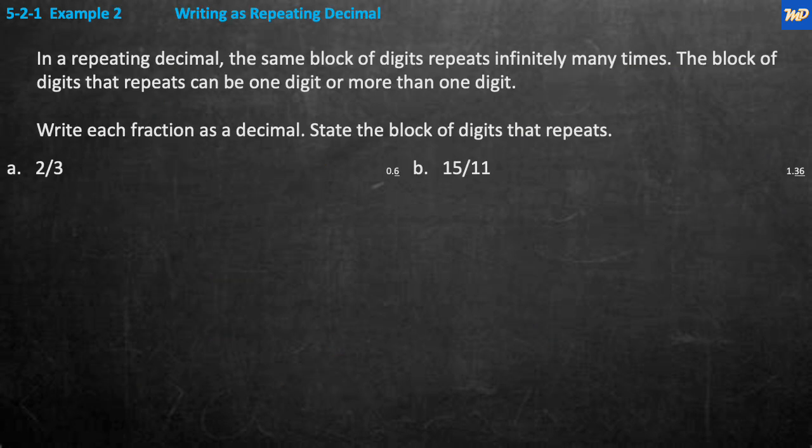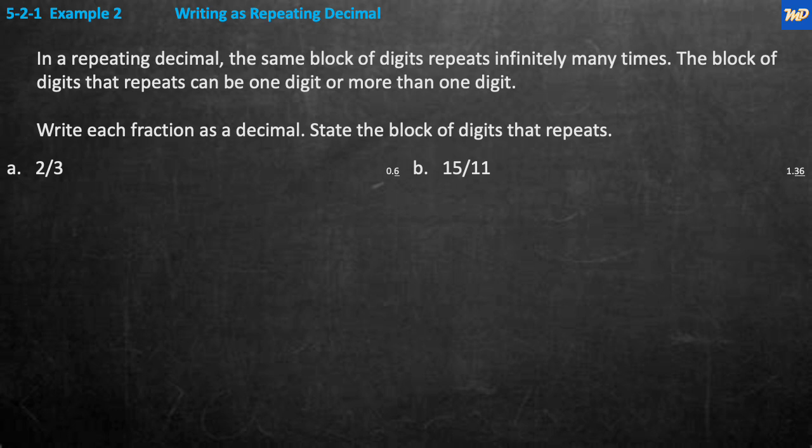Okay, example 2. Writing a fraction as a repeating decimal. In a repeating decimal, the same block of digits repeats infinitely many times. The block of digits that repeats can be 1 digit or more than 1 digit. So, write each fraction as a decimal. State the block of digits that repeats. And we state it by putting a line on top of the repeating digits. We'll see that here shortly.